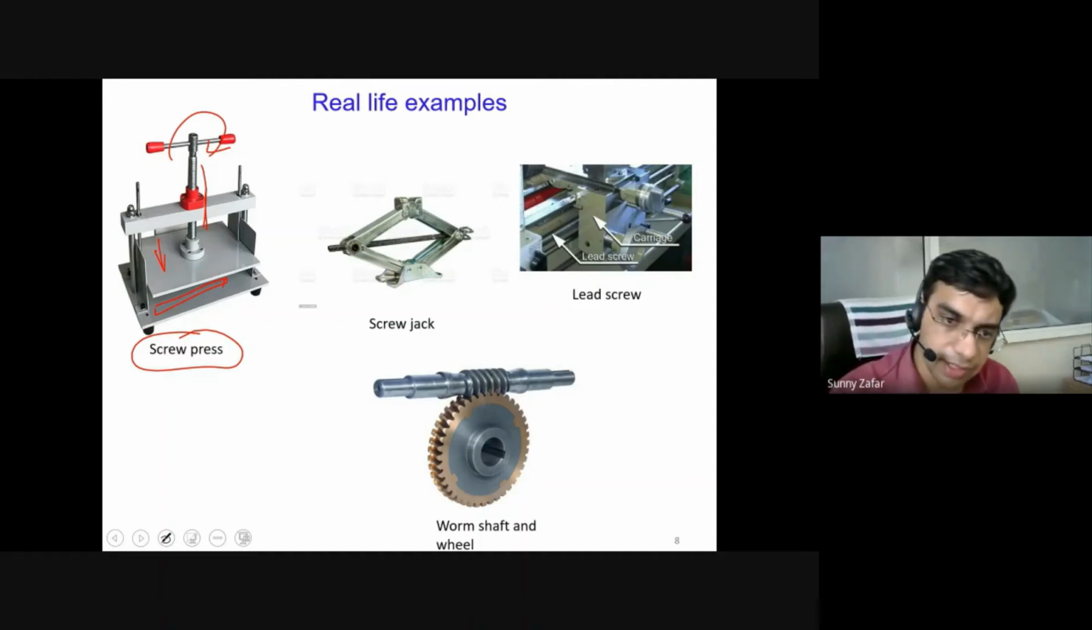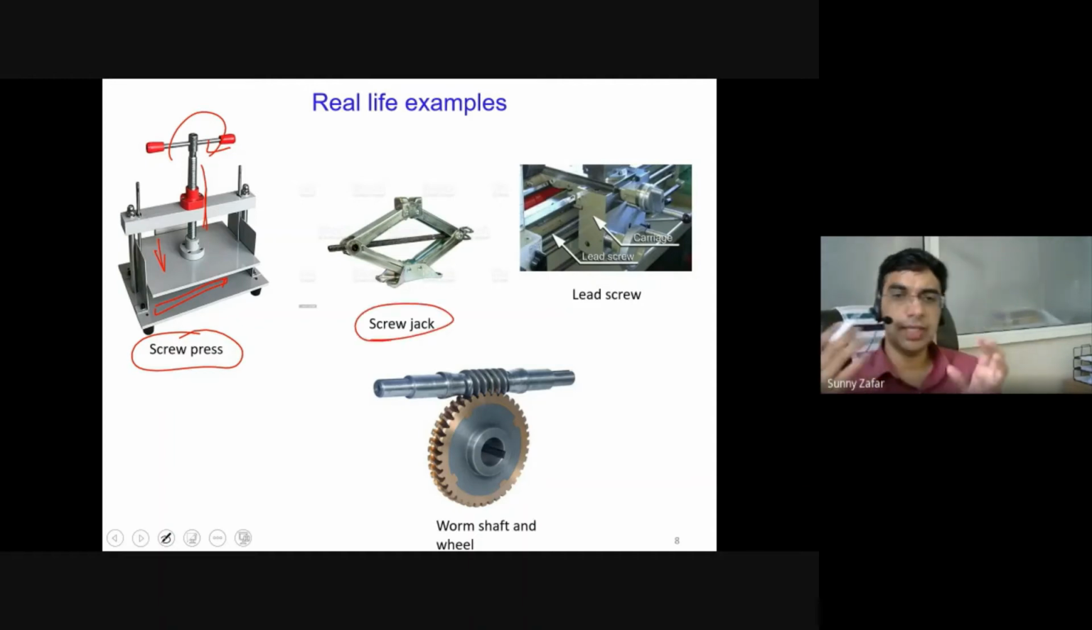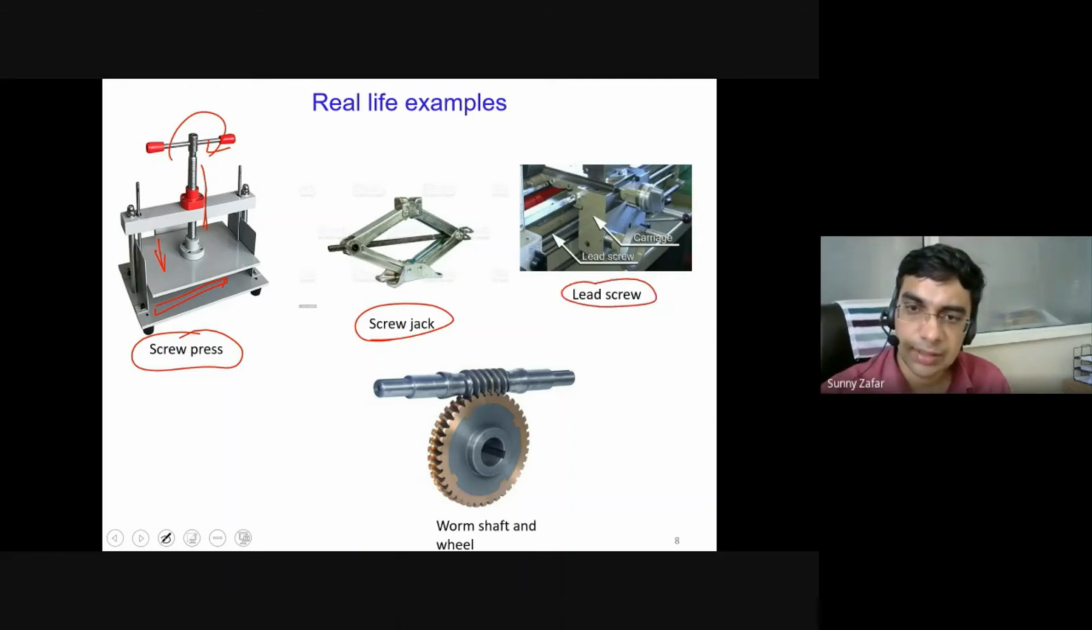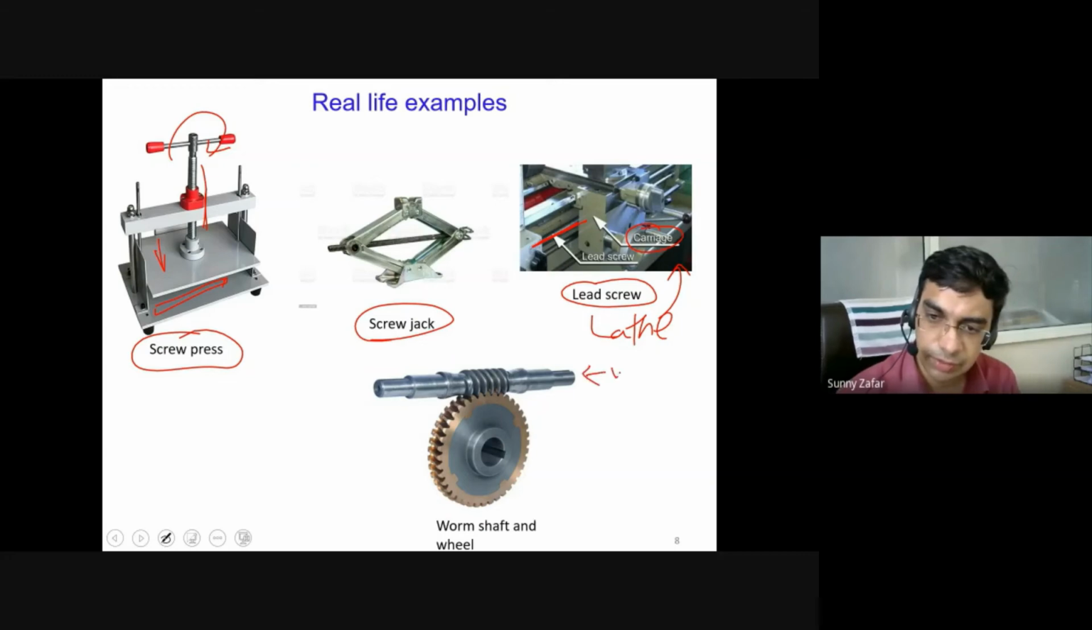Then jack screw, as I discussed earlier, is a very helpful tool in case of changing a tire for a vehicle. Then of course the lead screw is there where the torque gets transmitted. This lead screw is there in the carriage of the lathe machine. Carriage is basically part of the lathe machine. And then worm and worm wheel, as we have seen just now. This is known as the worm, and this is known as the worm wheel.